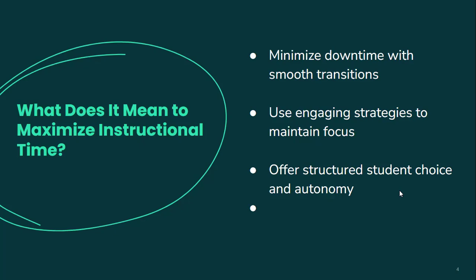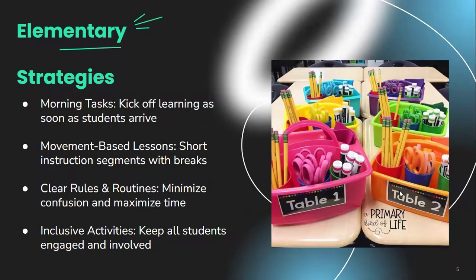And then, of course, offer structured student choice and autonomy. So we've got to build in some opportunities for students to use their time wisely and begin to scaffold the use of that time. That's going to vary by grade level, but pay attention in the quote unquote independent time. How is student choice being used to build that autonomy that students need to develop those skills to be lifelong learners? So look through the elementary lens at some strategies that you might see in elementary classes.